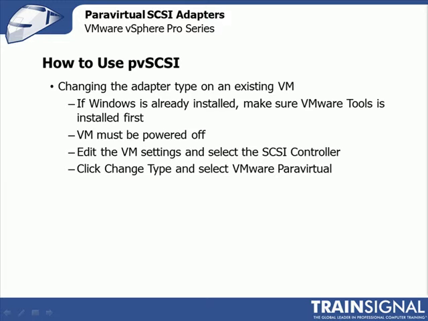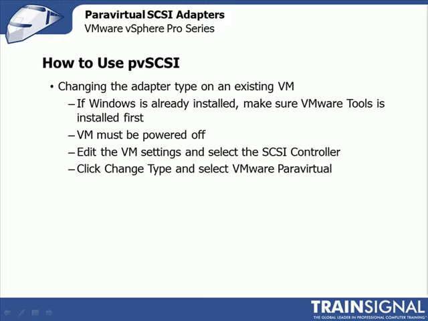If you wish to change the adapter type on an existing VM to a PV-SCSI adapter, you should ensure that VMware Tools is installed first, as the driver for the PV-SCSI adapter will already be installed. If you do not do this, you will not be able to boot the VM, as the driver will be missing. Once VMware Tools is installed, power off the VM and edit its settings. Next, select the existing SCSI controller and click the Change Type button. Finally, select the VMware Paravirtual type and click OK.